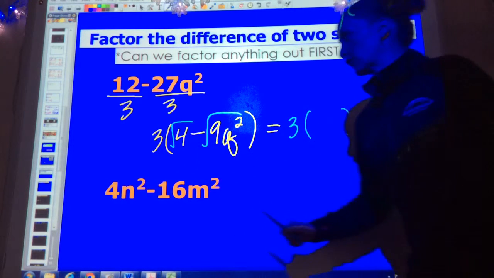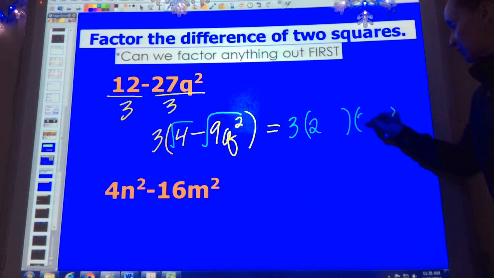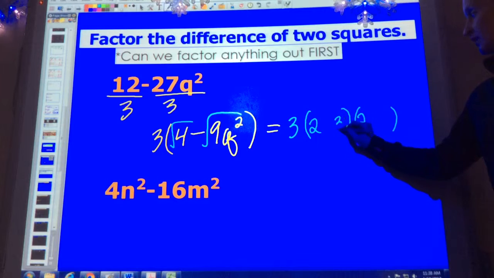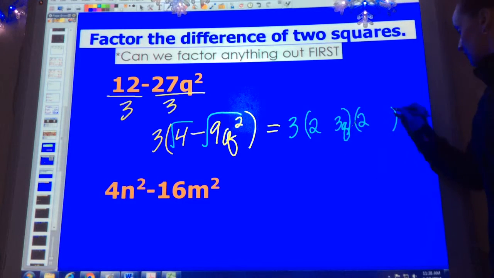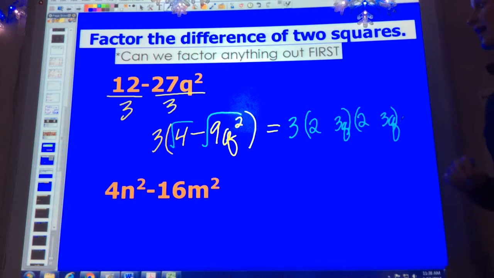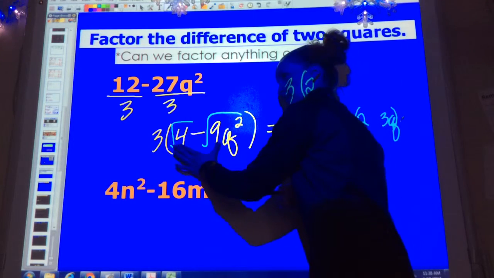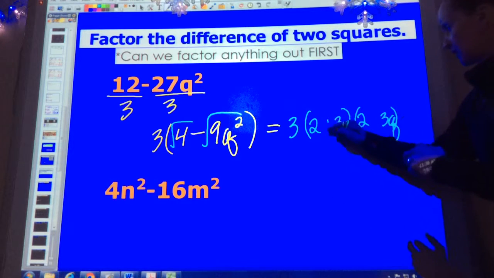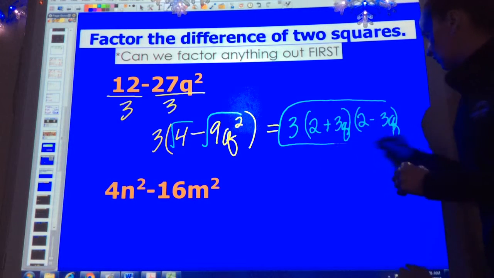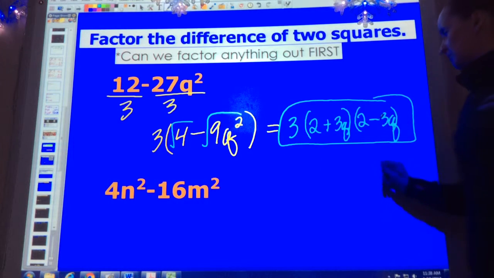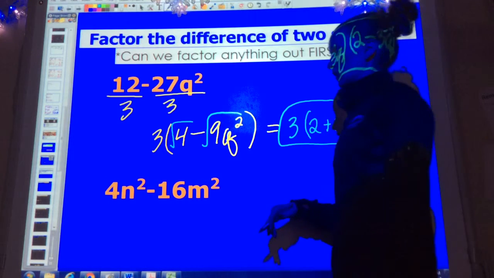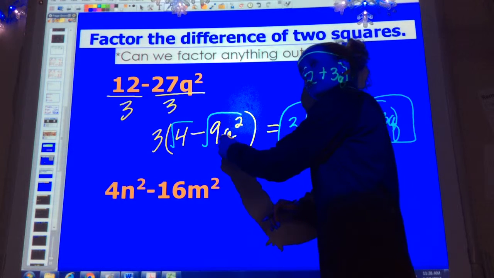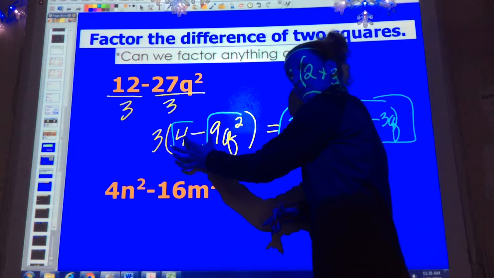Okay, what's the square root of our first term? 2, very good. So we put our 2 there and there. What's the square root of our last term? Yes, 3q. And then difference of squares doesn't have any what? Middle term. So how do we make sure there's no middle term? Plus and minus. Cool. Because there are only 2 terms. Do you see how this is a perfect square and this is a perfect square, and it doesn't have any middle term?